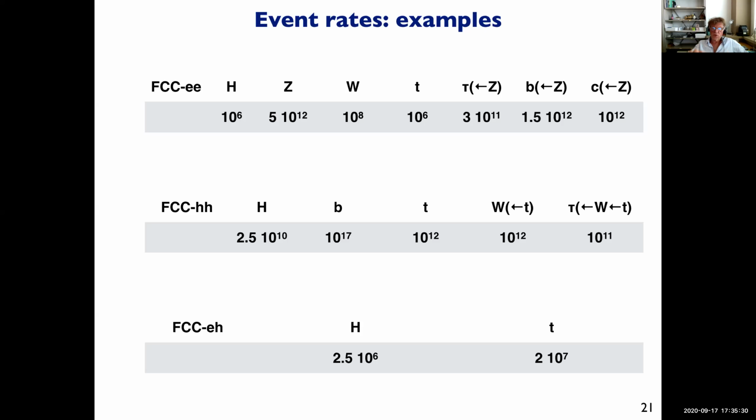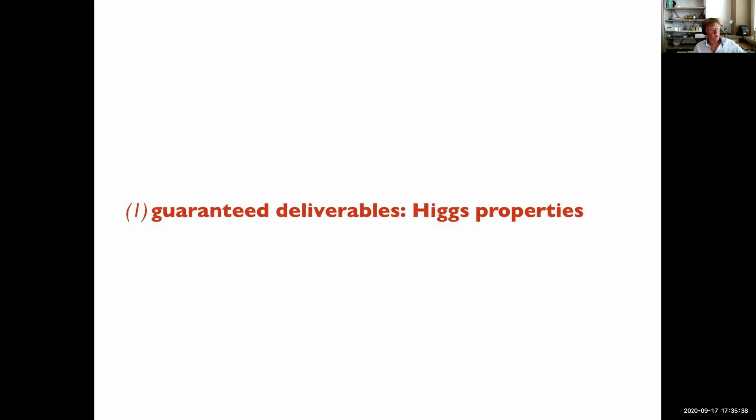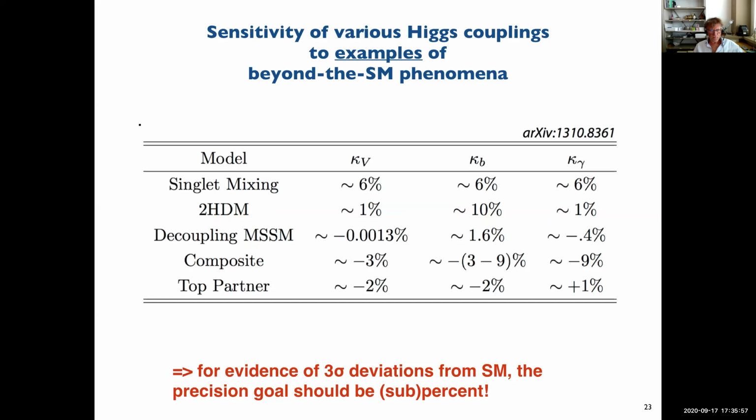And now we go through several processes, and these numbers will come back again, but this is just to give a quick overview. So let me start from these three main criteria: the guaranteed deliverables, the discovery potential, and the ability to give conclusive yes or no answers. I start from guaranteed deliverables, and I start from the Higgs.